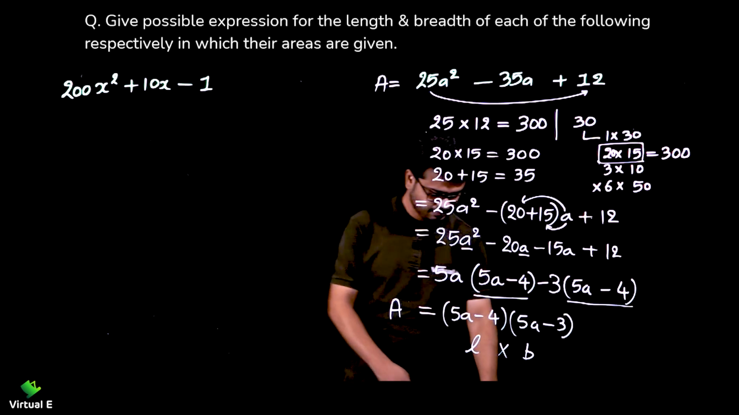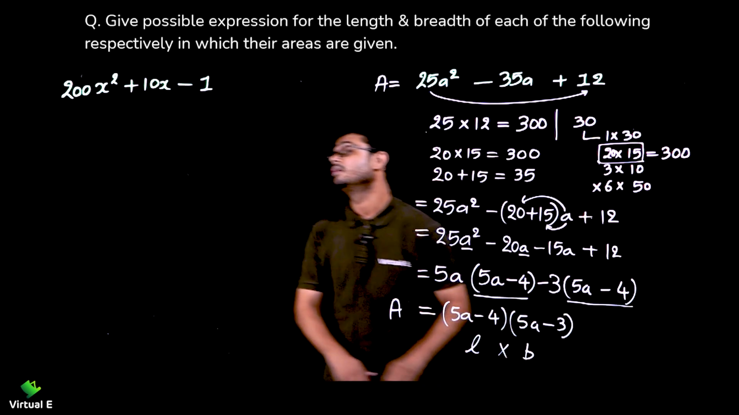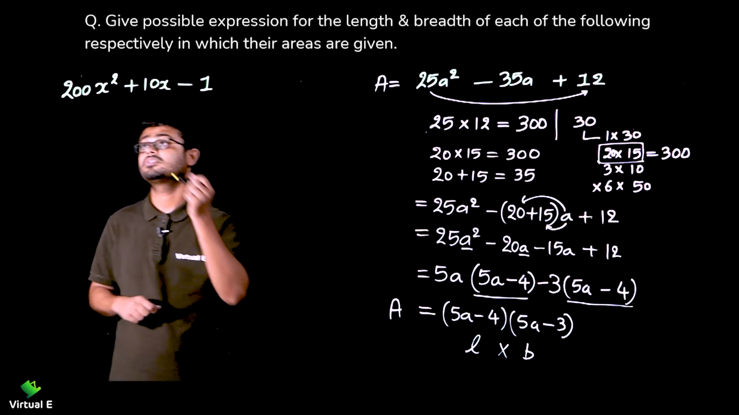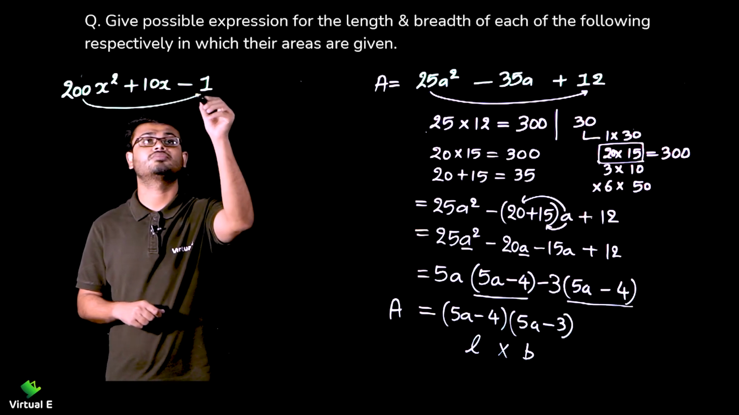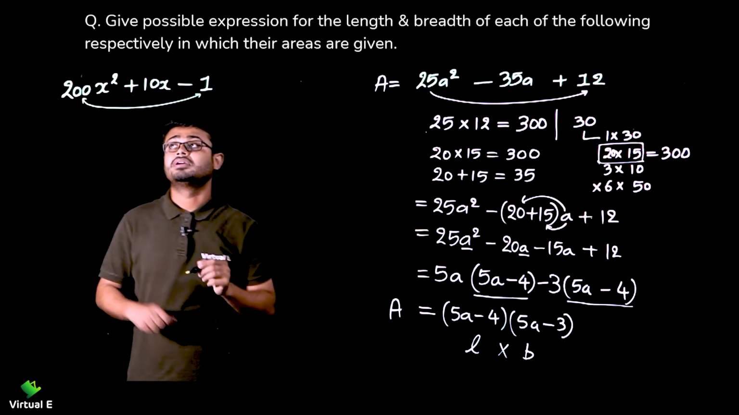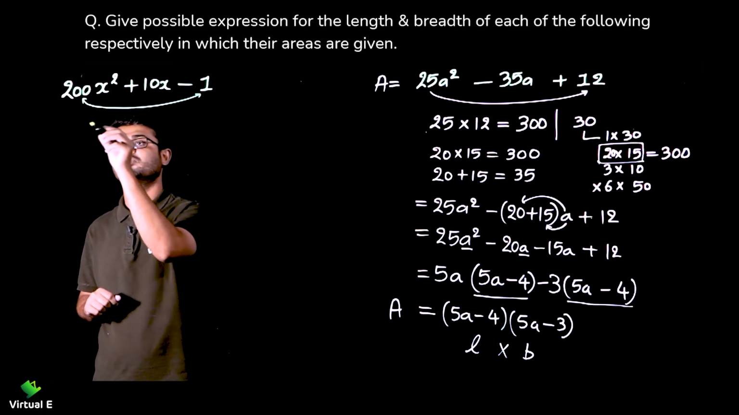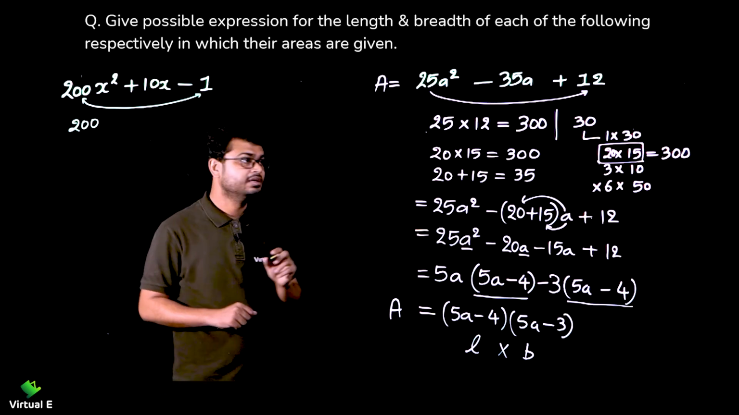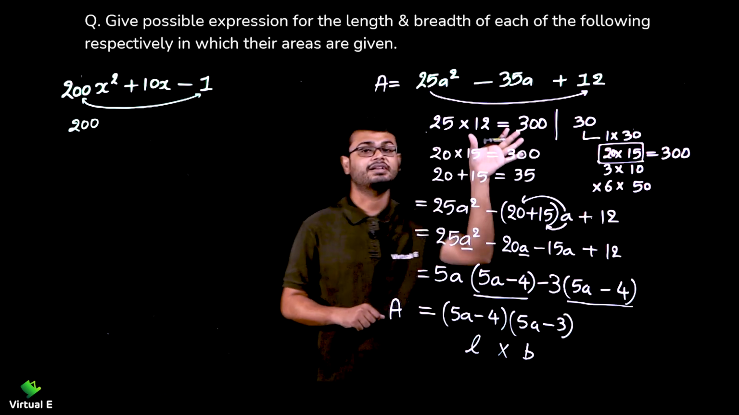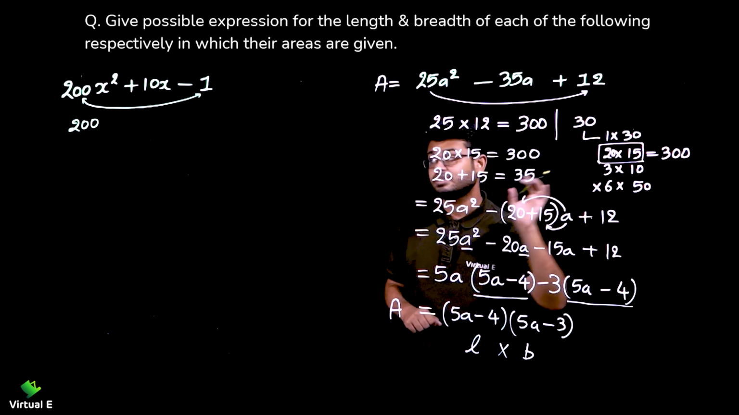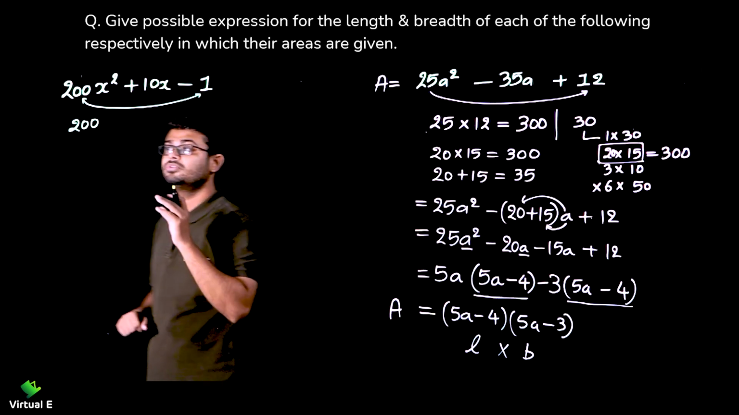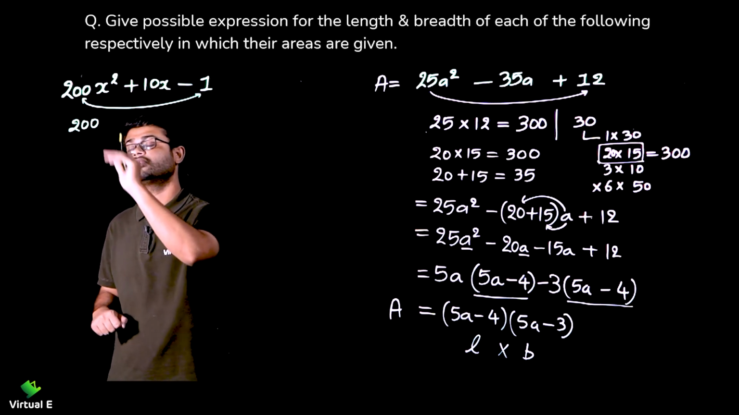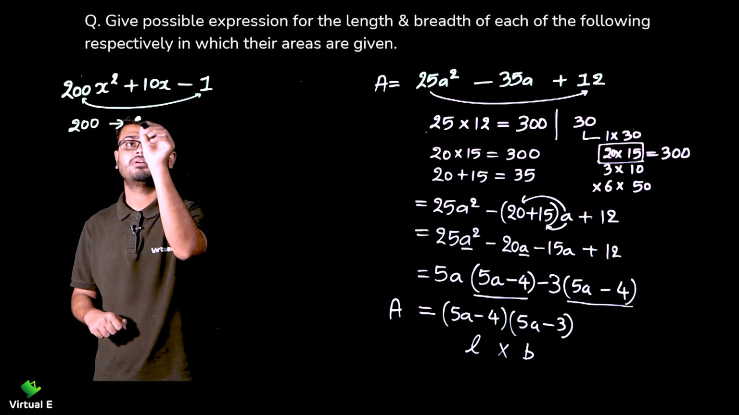Now let's discuss one more question. Here we have 200x square plus 10x minus 1. So here also we need to multiply the constant with the coefficient of x square. So that is 200. Like we did over here, we did not factorize 300, but we factorized 30. So same we are going to do over here. We are not going to find the factors of 200 because there could be so many, right? So we'll only find the factors of 20.